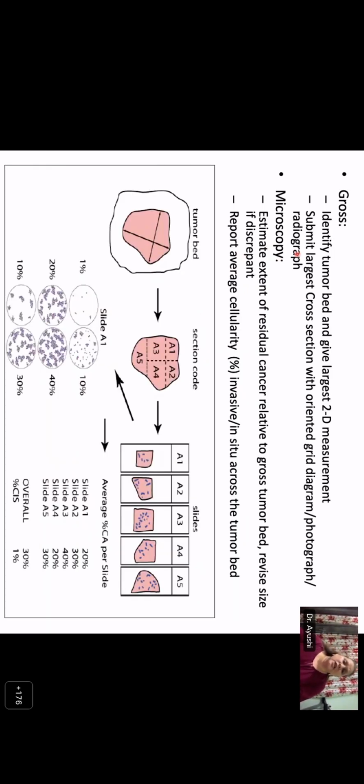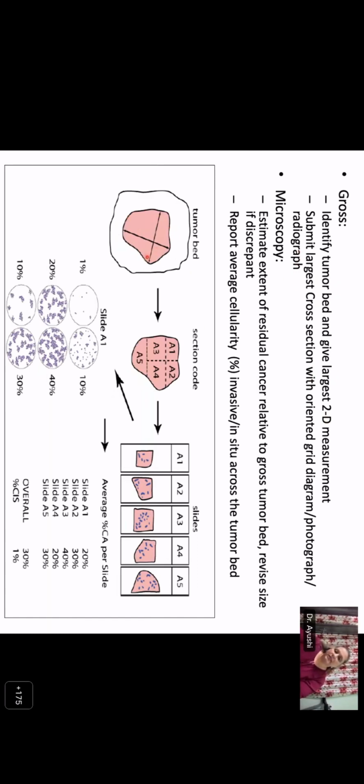So how to gross this specimen? We have to again identify the tumor bed, which, as I showed you in the gross images, might be fibrotic and resemble fibrocystic disease. So the location of the tumor bed in correlation with the radiological findings, the presence of any clip or suture or prior biopsy site evaluation, and the clinical quadrant involvement, all that is very important to identify the tumor bed. We should try to give the largest two-dimensional measurement on the gross and submit the largest cross section with the oriented grid diagram, with an accompanying photograph, radiograph, or diagram in the paper.